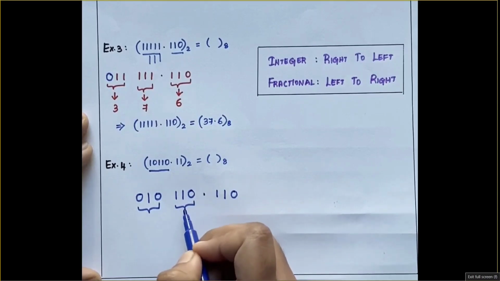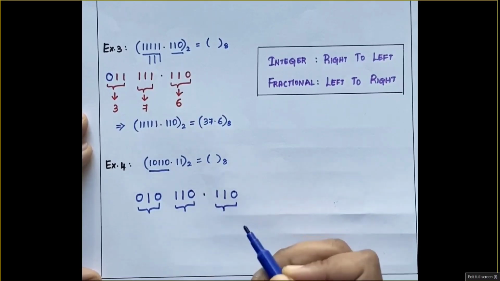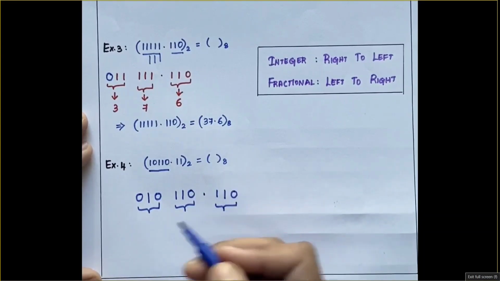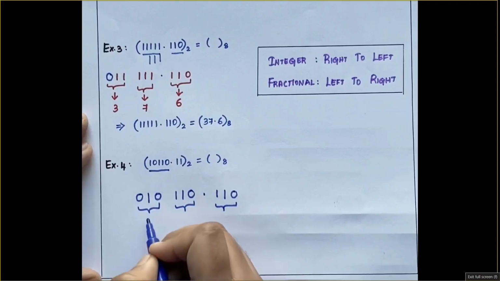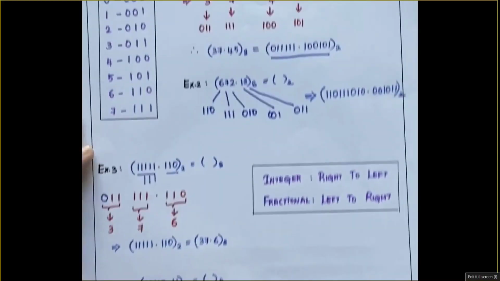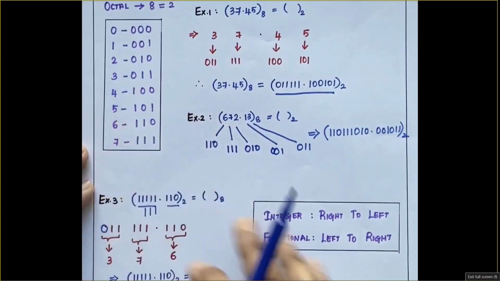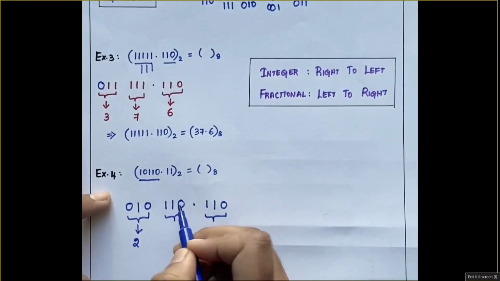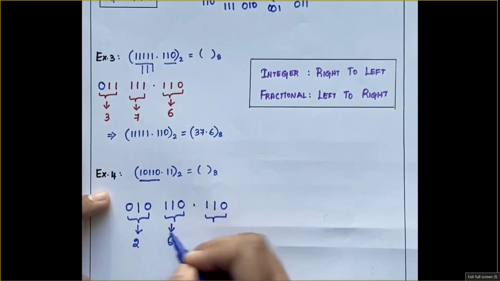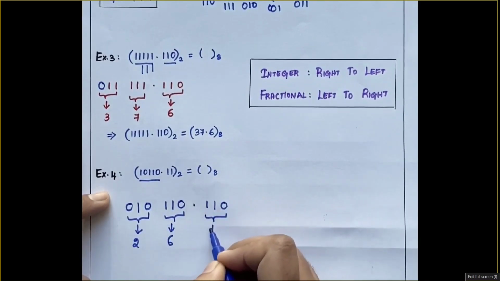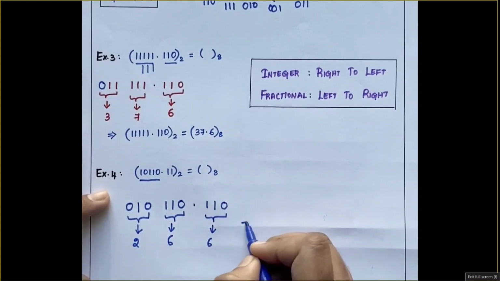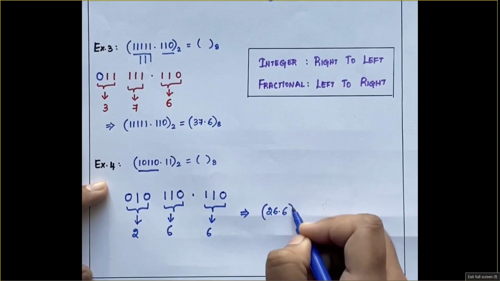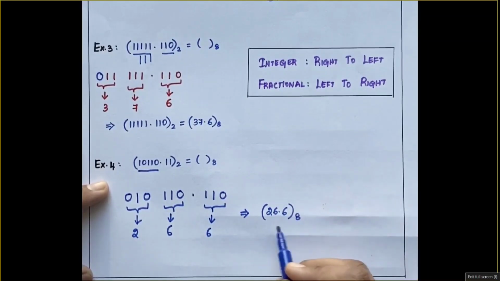Now we will write the equivalent value for these sets of 3 bits. So for 0, 1, 0, the equivalent value from the table is 2. So we can write it as 2. For 110 it is 6. Again 110, so it is 6. So the equivalent value for the given binary number is going to be 26.6 to the base 8. So this is the equivalent octal number.